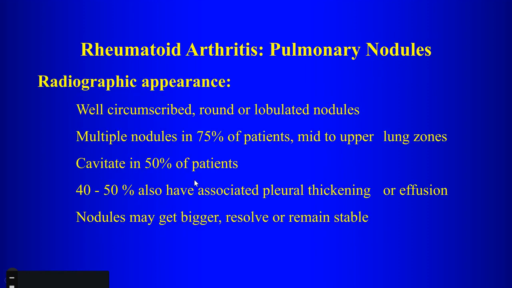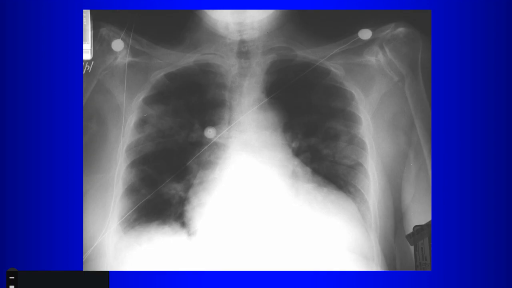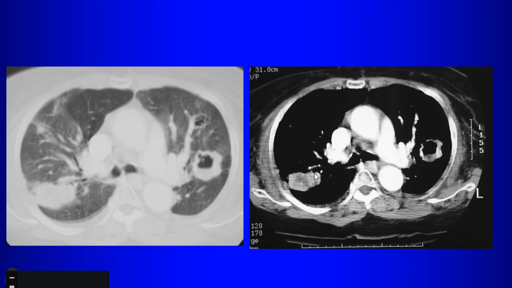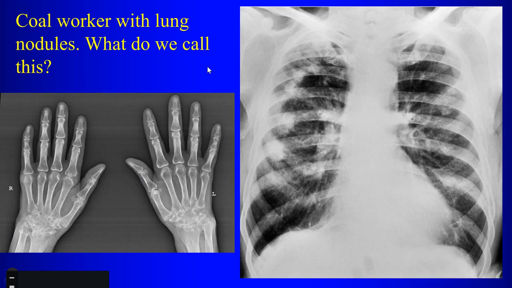Rheumatoid is usually well established and advanced. Well circumscribed, round or lobulated nodules, multiple, you can have cavitation in 50%, might have pleural manifestations. Nodules can get bigger, resolve, or remain stable. So they might grow slowly, these rheumatoid nodules. So we saw our case, the rheumatoid changes within the shoulders, and we saw the case of the cavitary nodules here in rheumatoid arthritis. I will tell you this patient is a coal worker with lung nodules.